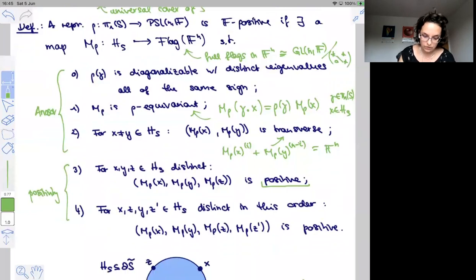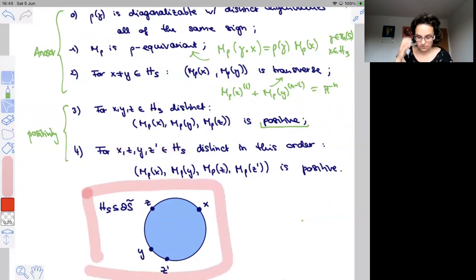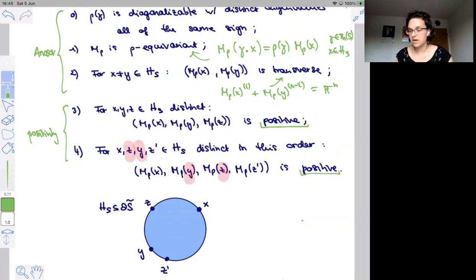If you take 4 distinct points on the boundary of the fundamental group in this fixed point set, in this order, so maybe look at this picture, because there you see the correct order, then the quadruple of flags, where now I think here y and z are swapped, is positive. So you get a quadruple of flags, and this is positive.